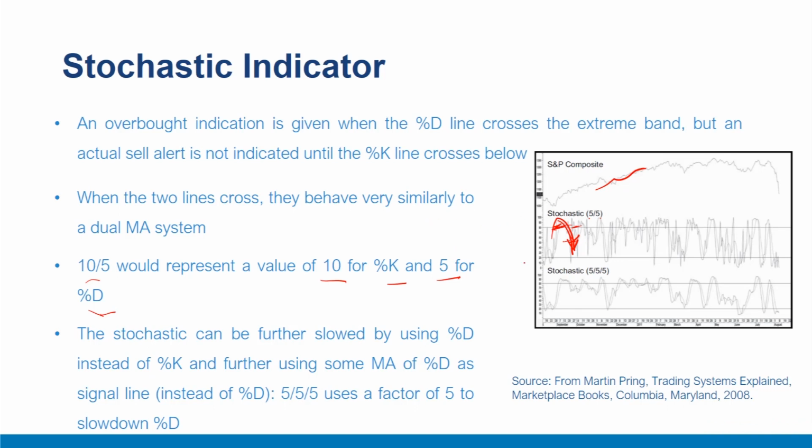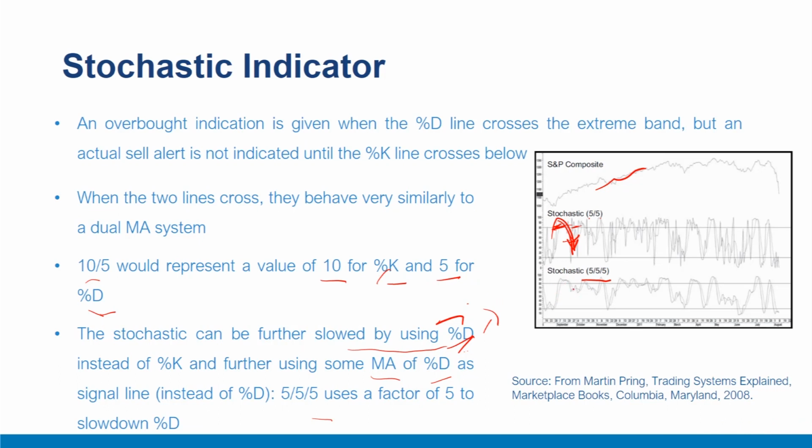Also, you can further slow down the stochastic by creating a 5-5-5 system. That means instead of using the percent K line, you can further slow down by using the percent D line, which replaces the percent K, and then percent D is further smoothed by using some kind of MA, maybe a 5-day moving average of percent D. So there is another dual system. Instead of using percent K, we use percent D and its moving average, which is a further slowed down stochastic.